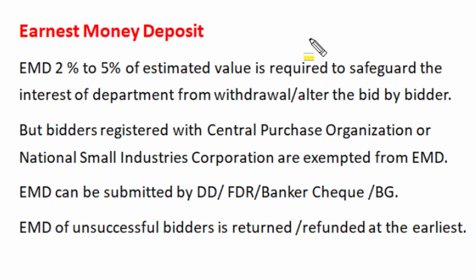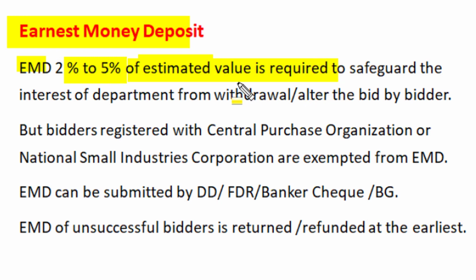In limited tender procurement, the tender form is available free of cost and there is no need for earnest money deposit. But in the open tender process, there is a certain fee for the tender form, and an earnest money deposit is also required. Each bidder has to deposit earnest money that may be 2 to 5% of the estimated value of procurement. This earnest money deposit, EMD, is required to safeguard the interest of the procurement entity from withdrawal or alteration of bids by bidders during the process of procurement.